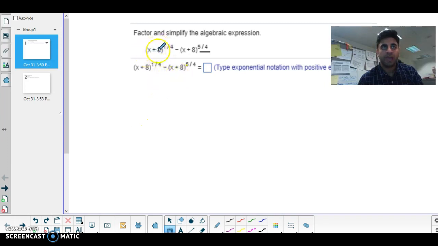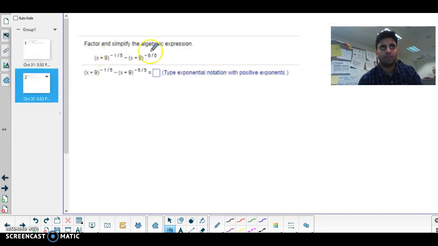The first one is (x plus 8) to the power 1 by 4 minus (x plus 8) to the power 5 by 4. Factor and simplify the algebraic expression. The second one is the same question, but it has (x plus 9) to the power negative 1 by 5 minus (x plus 9) to the power negative 6 by 5. Okay, so let's see how these are done.